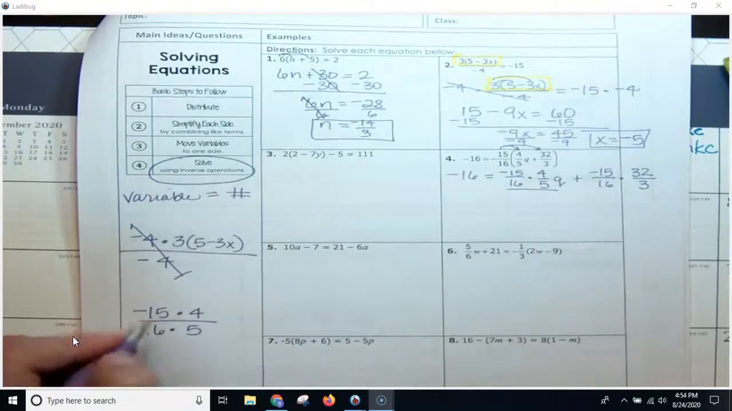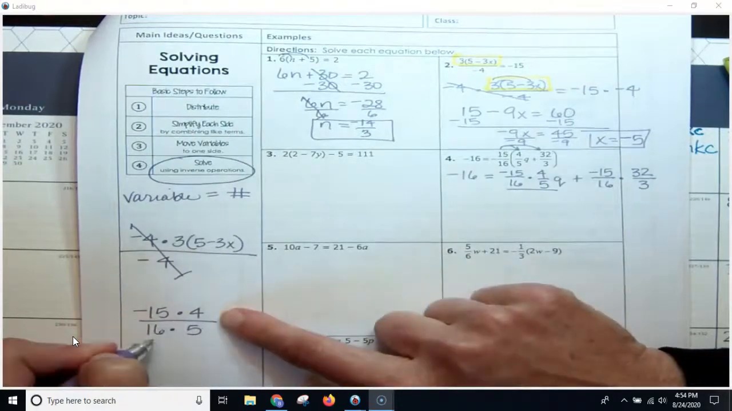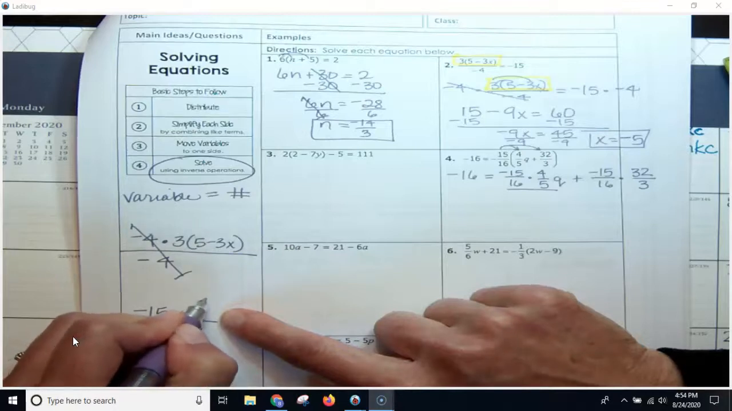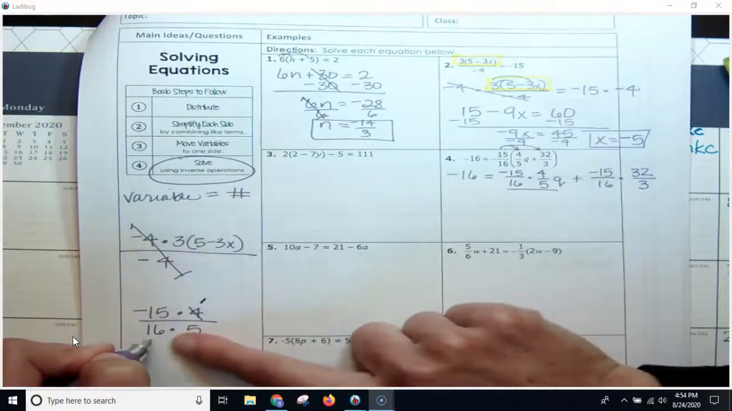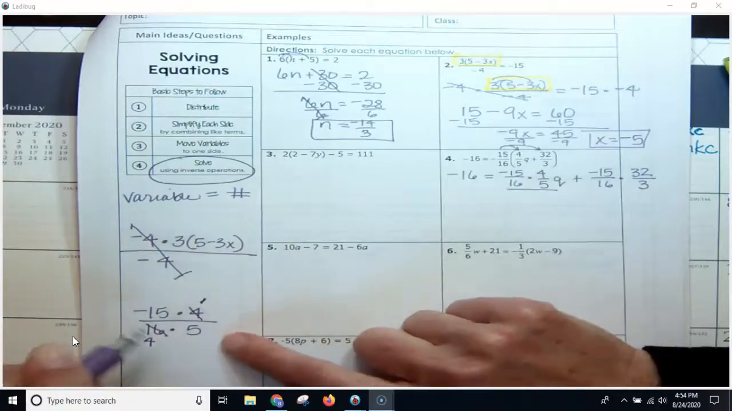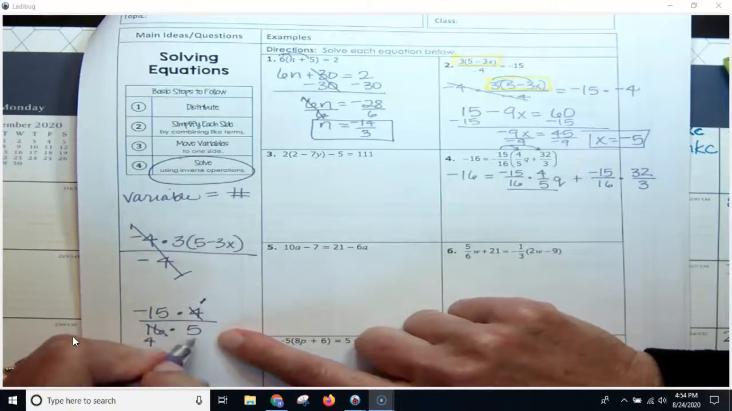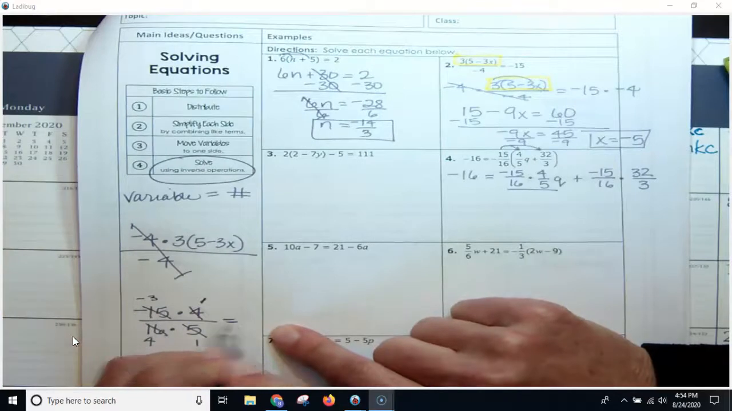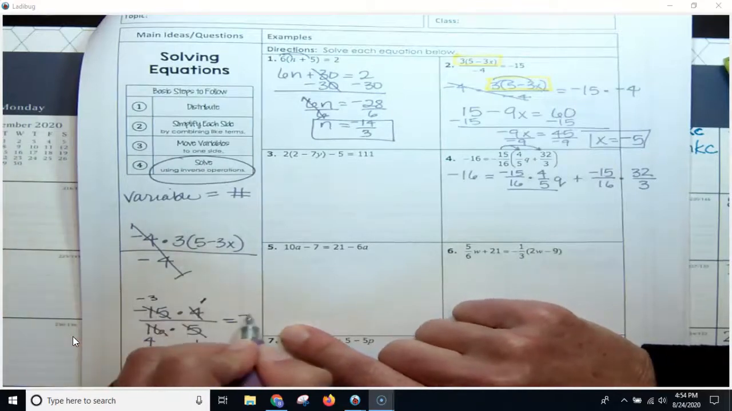I am dividing. So 4 divided by 16, 4 goes into 4 one time. 4 goes into 16 4 times. 5 goes evenly into 15. 5 goes into 5 one time, 5 goes into 15, negative 3 times. Now I can multiply across. Negative 3 times 1 is negative 3.